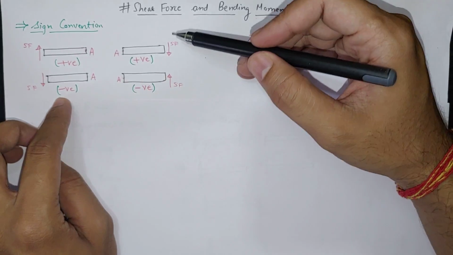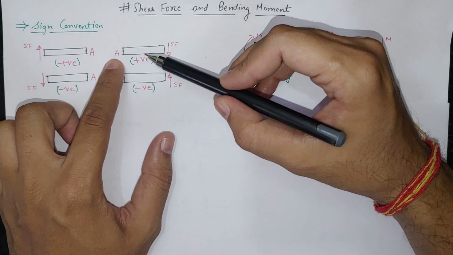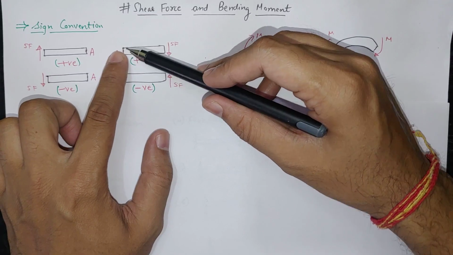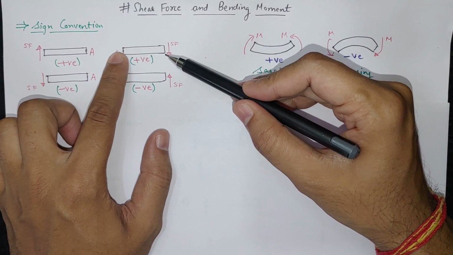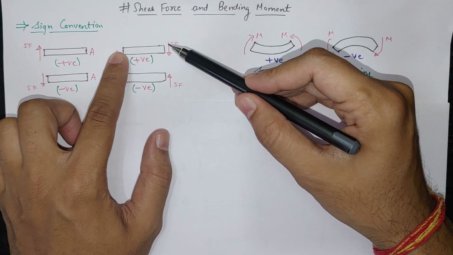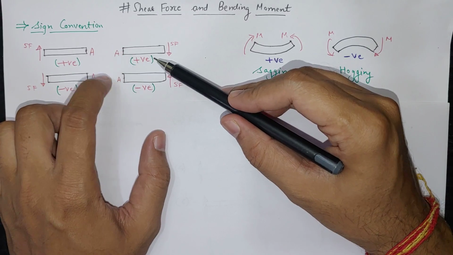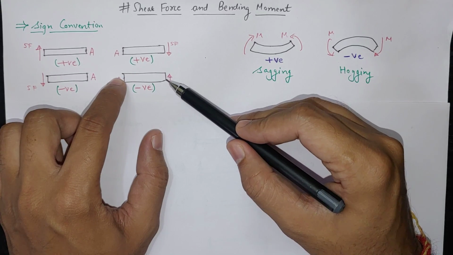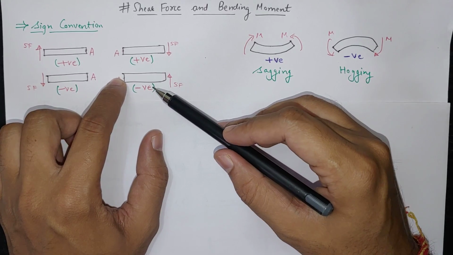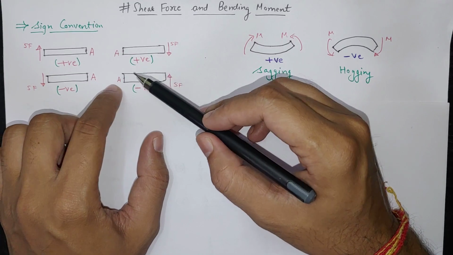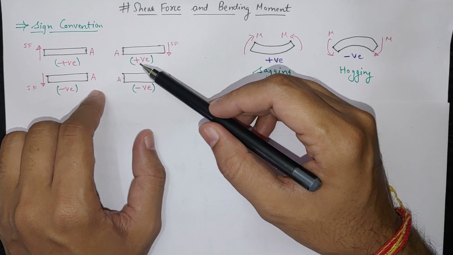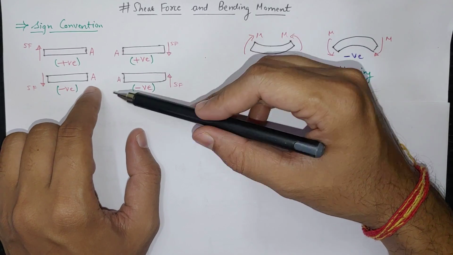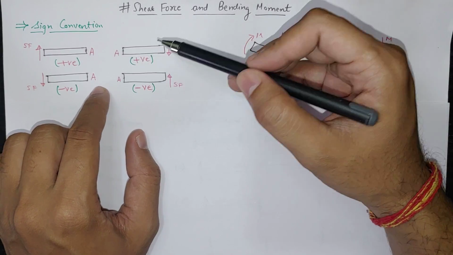Similarly, on the opposite side, if we measure from point A side towards the right, then on this surface, if the shear force is downward, it is positive. And if the force is upward on this plane, then it is negative. We do not have to remember this directly; when we solve numericals, we can automatically identify whether the shear force is positive or negative.